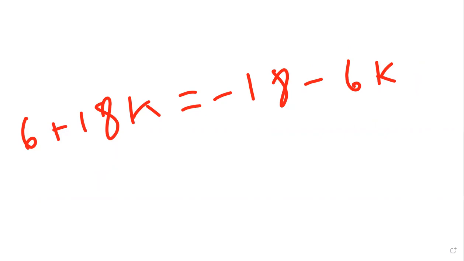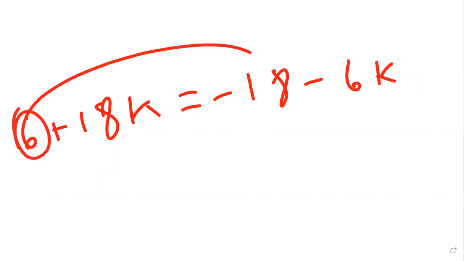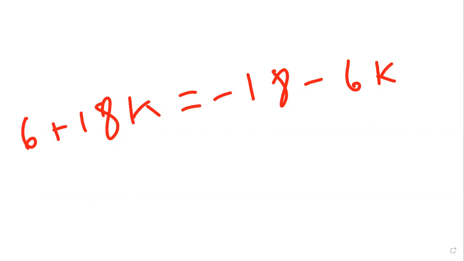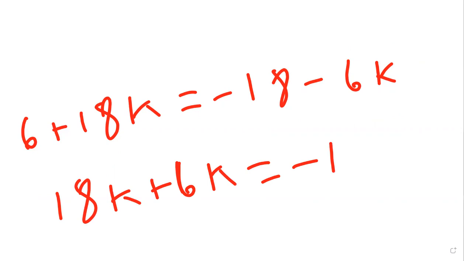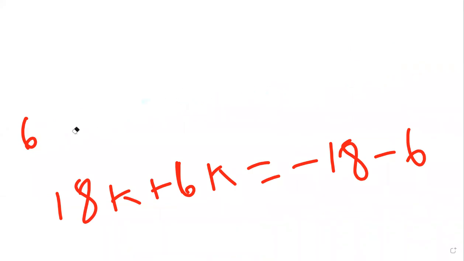It's a negative. And if I move this on this side, it's going to be a negative. So let's go ahead and do it. If I were to switch this up, I have positive 18k plus 6k is equal to negative 18 minus 6. I'm going to just simplify both sides of the equation and get this out of the way.